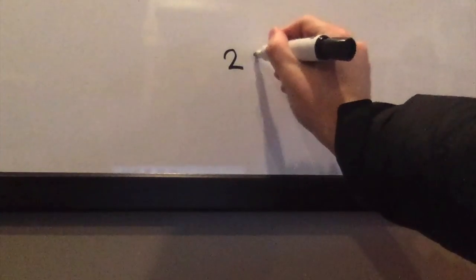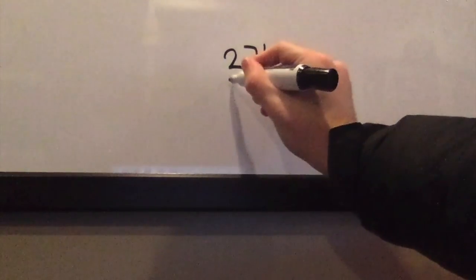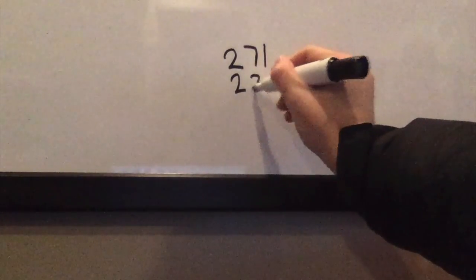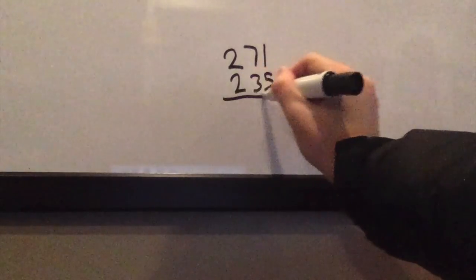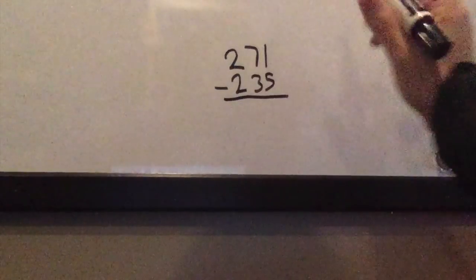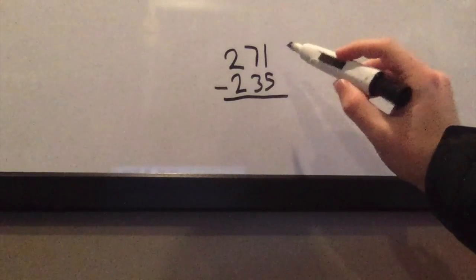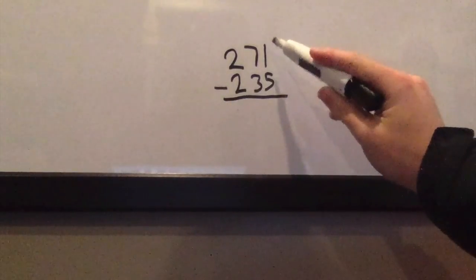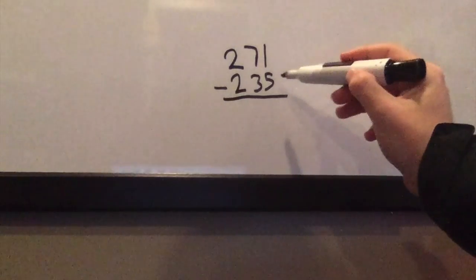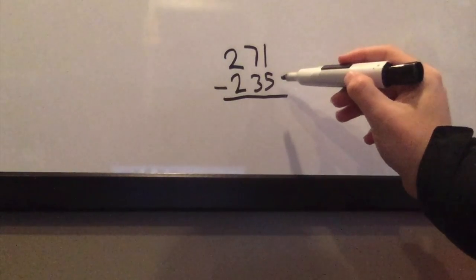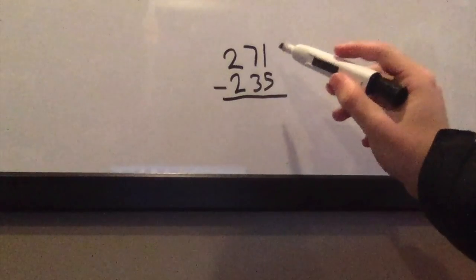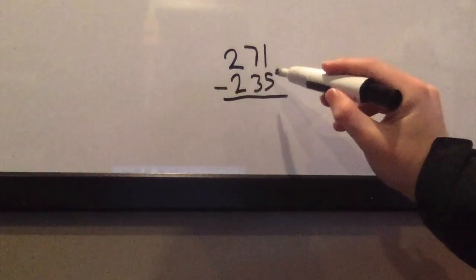So for our example problem today, we are going to be looking at 271 minus 235. It's important for this first step to realize, is there more on the bottom or the top in the one spot? So this 1 and this 5. After looking at both, we know that there's more on the 5.